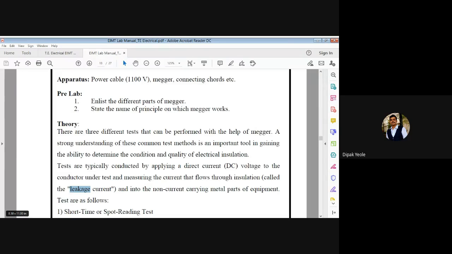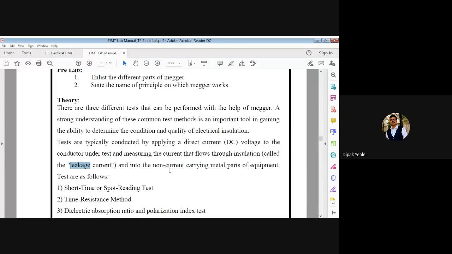In the same way, in electrical engineering also, leakage can happen for any insulator. Yes, so this is the leakage current concept. And into the non current carrying metal parts of equipment.